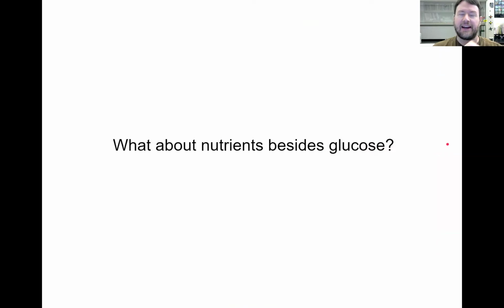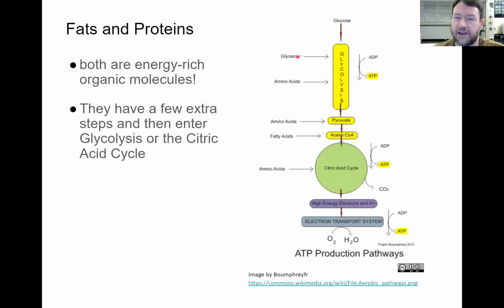All right. What about nutrients besides glucose? If you looked carefully at that earlier diagram, there were things like glycerol and amino acids and fatty acids. Well, those are all parts of different macromolecules. Those are parts of fats and proteins, right? And it turns out fats and proteins are also energy-rich organic molecules, and it would be great if we could harvest that energy, especially when glucose is not around.